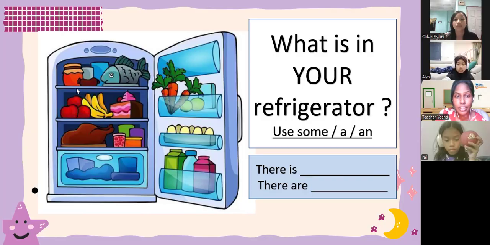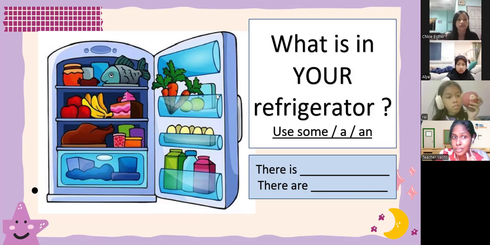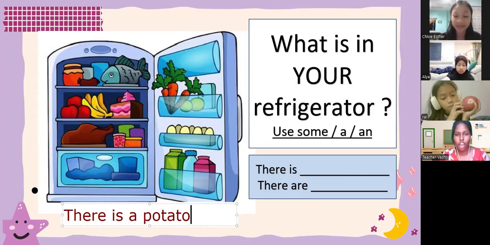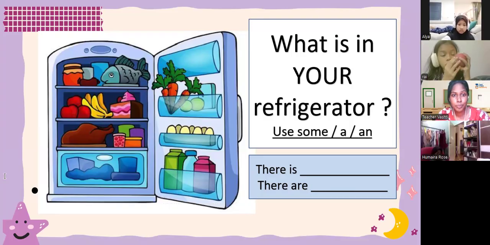Esther, what do you have? There is a potato in my refrigerator. Lagi sekali. There is a potato in my refrigerator. Okay, there is a potato. All right. Okay, good. Alia, your turn.